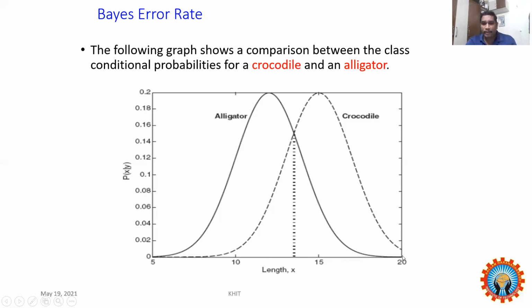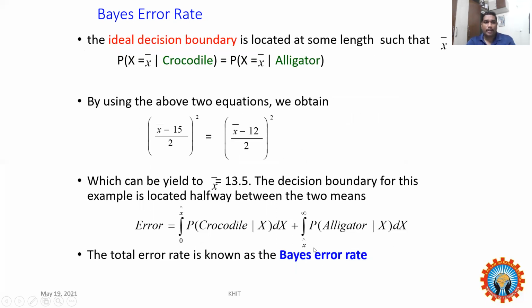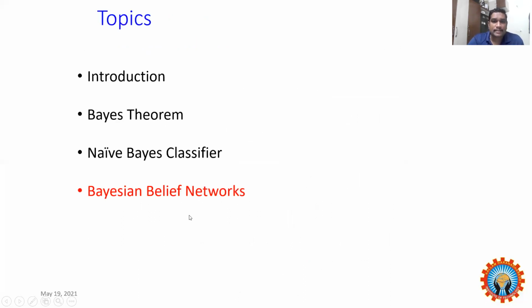Maximum is how many feet? 20 feet is the maximum. It will not be more than 20 feet. Less than 13.5 means it is an alligator. More than 13.5 means it is a crocodile. I hope you understand that the total error rate is known as the Bayes error rate. By this equation you are calculating 13.5. The decision boundary for this example is located halfway between the two means. I hope you understand this concept.